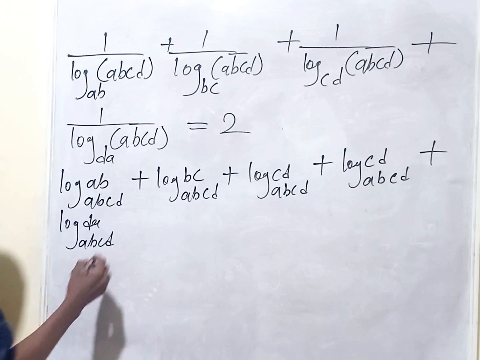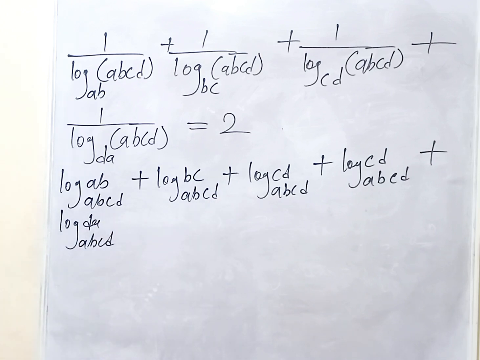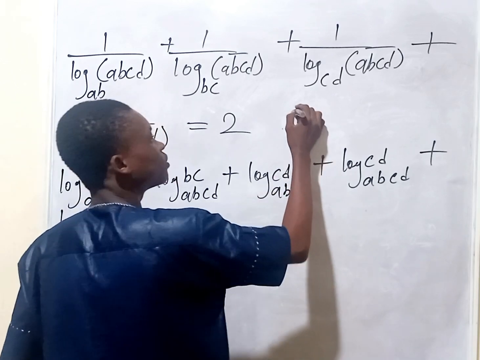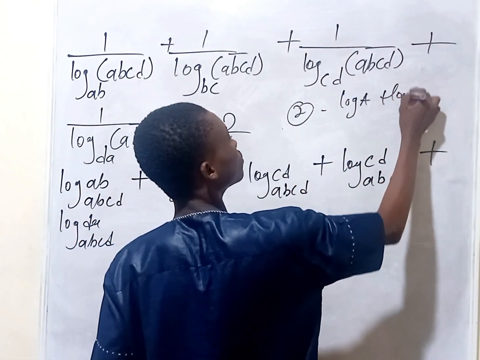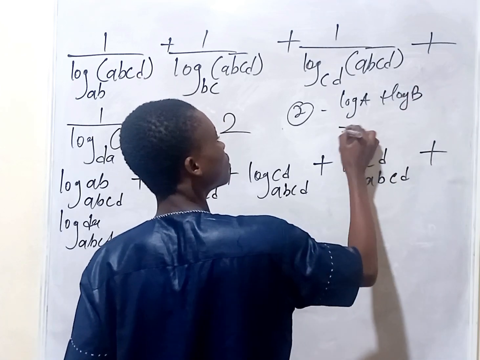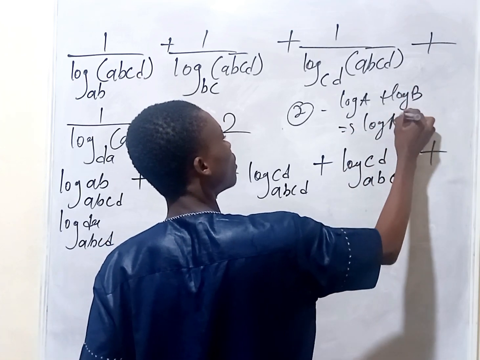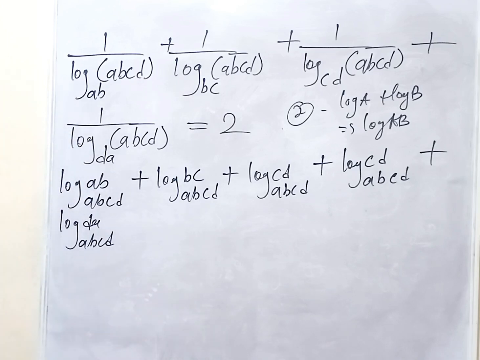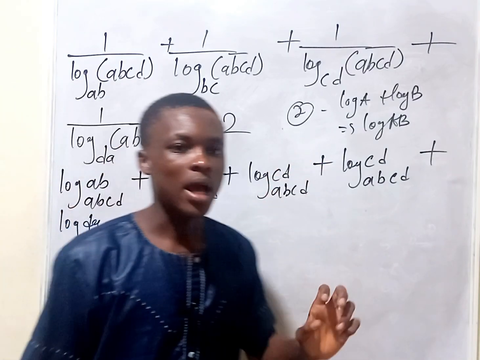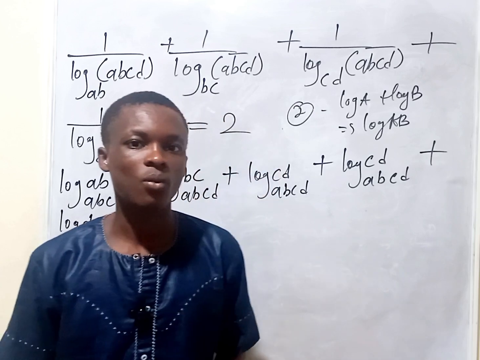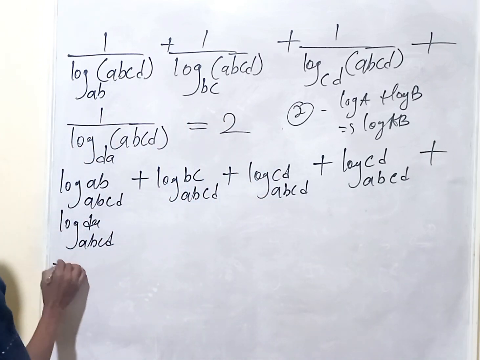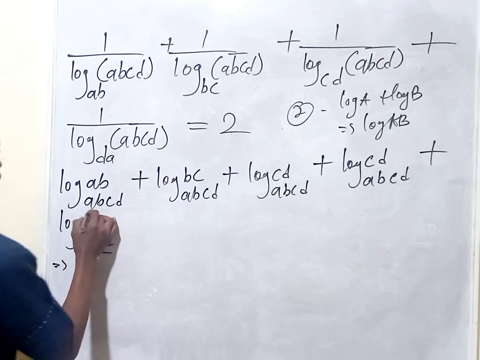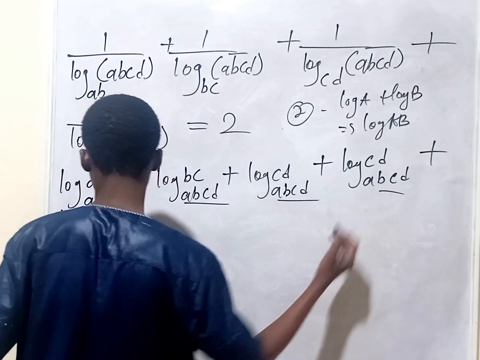All right. So to solve this, clearly we are going to use the second rule. Now if we have log A plus log B, this equals log of A times B. The law states that when we are adding and the two bases are the same, we take one of the base and multiply the two logs together. So from here, what do we do? Let's multiply the logs together because the bases here are all the same.